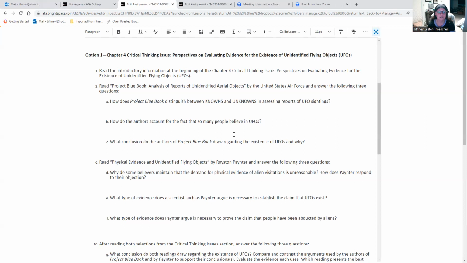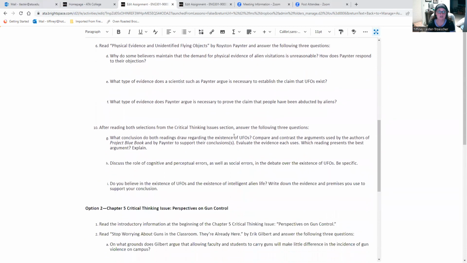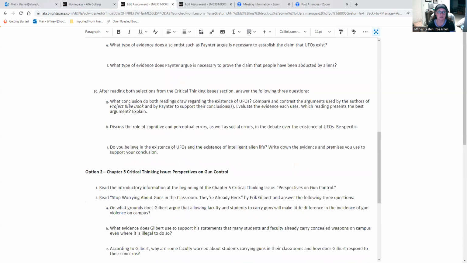And the third question, what type of evidence does Painter argue is necessary to prove the claim that people have been abducted by aliens? Once you've read both selections, you will then answer these 3 questions. First one, what conclusion do both readings draw regarding the existence of UFOs? Compare and contrast the arguments used by the authors of Project Blue Book and by Painter to support their conclusions. Evaluate the evidence each uses. Which reading presents the best argument, in your opinion?